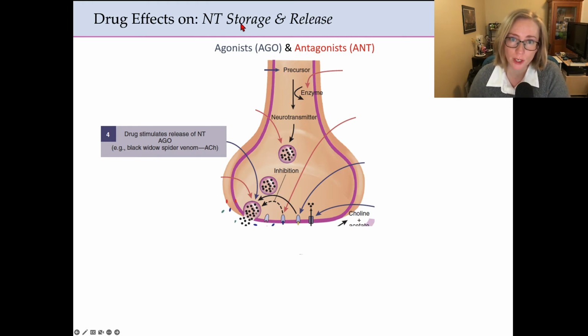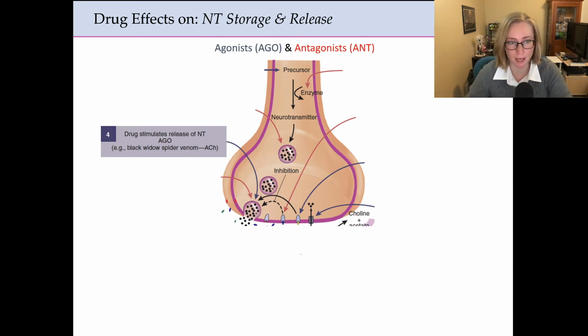Okay. Neurotransmitter storage and release, right? So back here, we have a precursor. The precursor is the building block, builds it into a neurotransmitter, and then the neurotransmitter has to get packaged into a vesicle. And at some point, when an action potential comes down, that vesicle comes down, binds to the membrane, and dumps the neurotransmitter. So there are two drugs that I want you to know for acetylcholine that will affect this system right here.